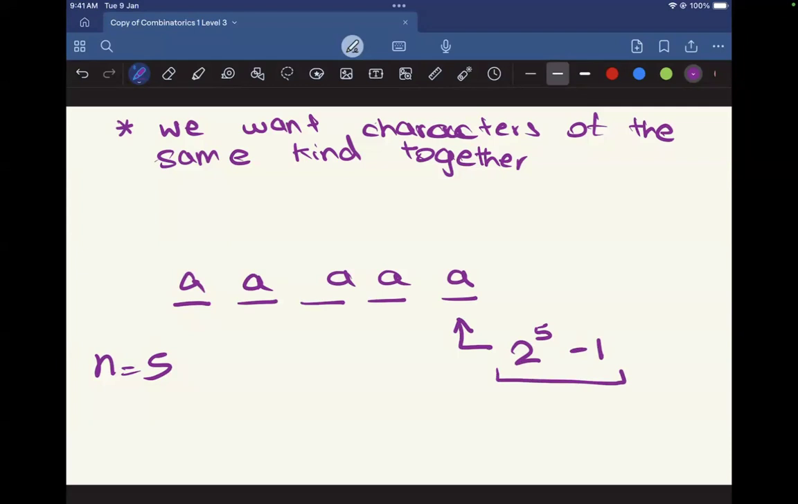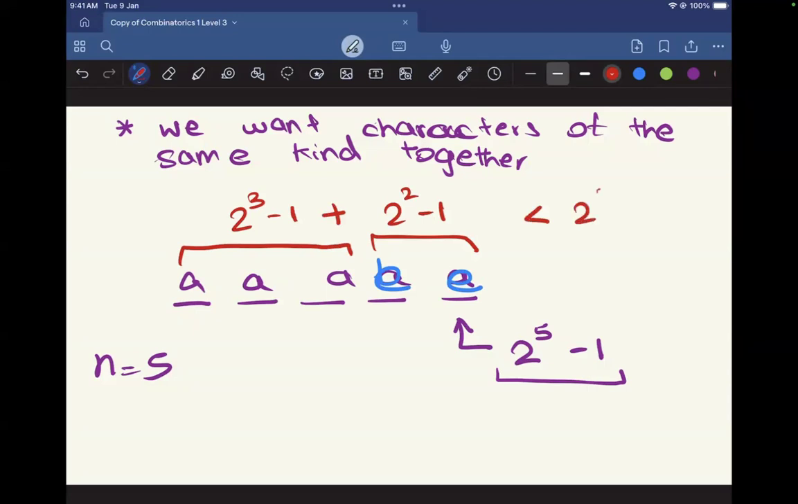But instead of this, if we use, let's say, 2 characters, let's say I used E here and E here. You can see that the number of subsequences became 2 raised to 3 minus 1 and this became 2 raised to 2 minus 1. We know for a fact that the addition of these is smaller than 2 raised to 5 minus 1. Is this much clear, guys? Clear? Okay.